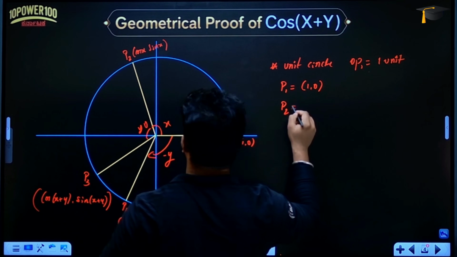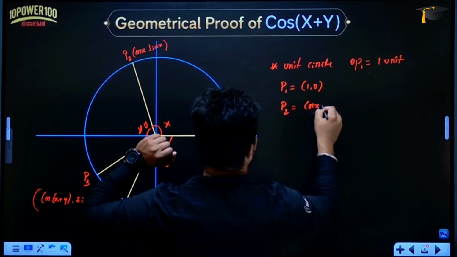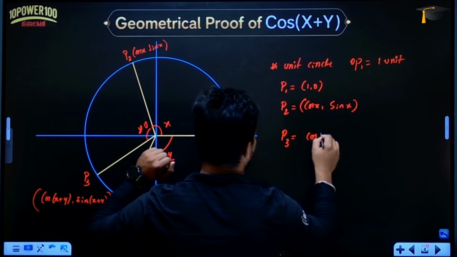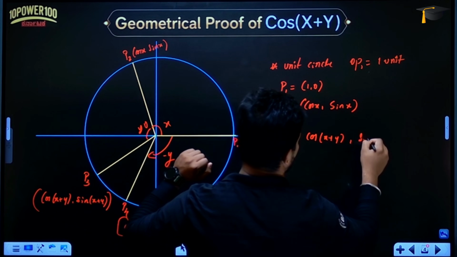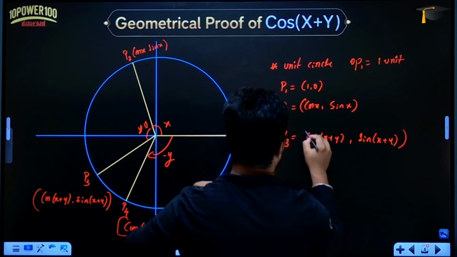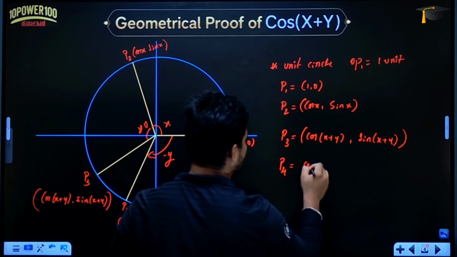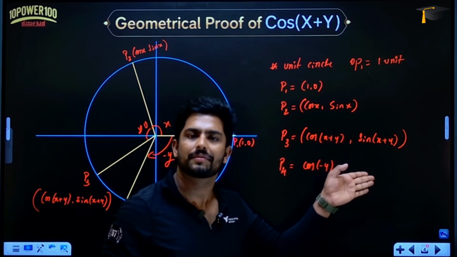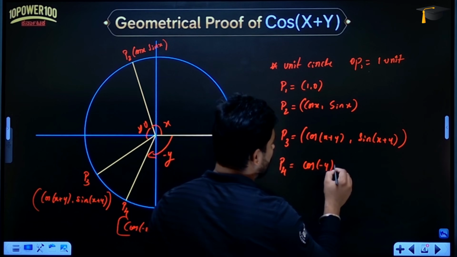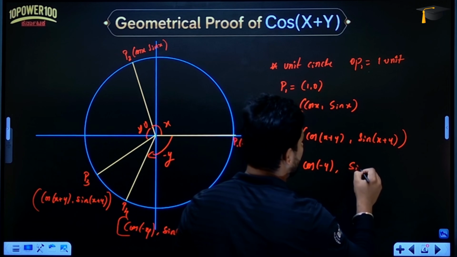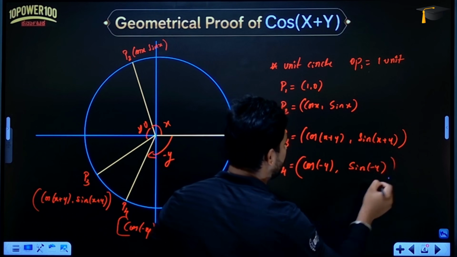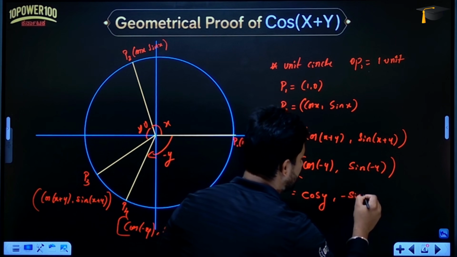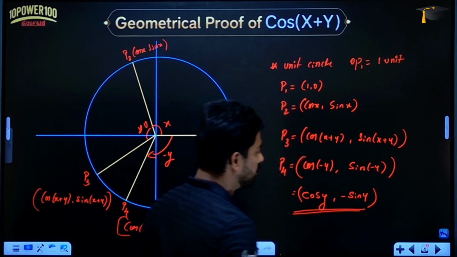Point 2 is nothing but, point 2 is what? It is cos x comma sin x. Next, point 3 is nothing but cos of x plus y comma sin of x plus y, and point 4 is nothing but cos of minus y, cos of minus y. If you have learned the negative property, what is cos of negative? The minus will not come outside, correct? So cos of minus y is nothing but, I'll write sin of minus y also; I'll change it a little here. That is nothing but cos y and minus sin y. This is because you must have seen the previous video; only if you have seen it will you know.